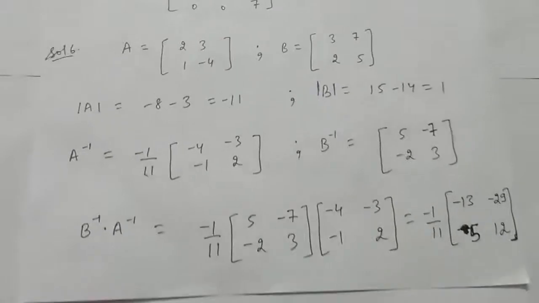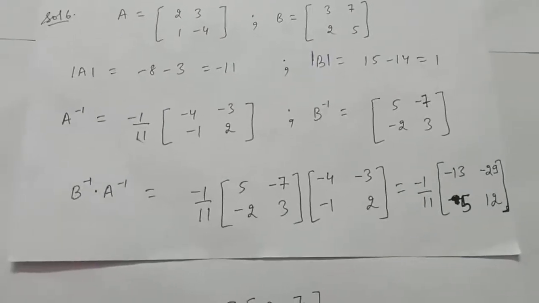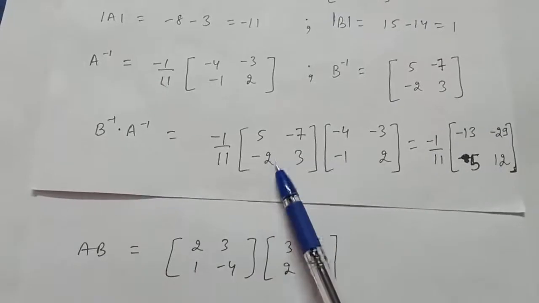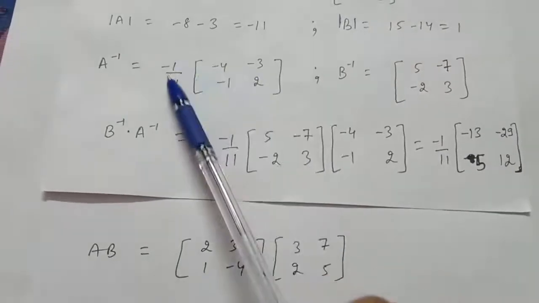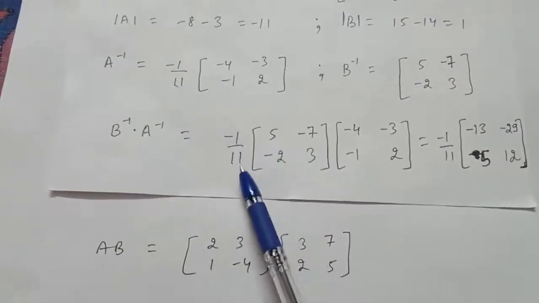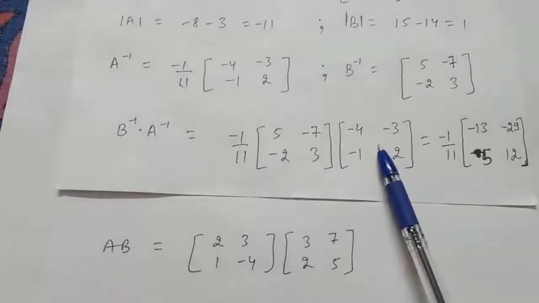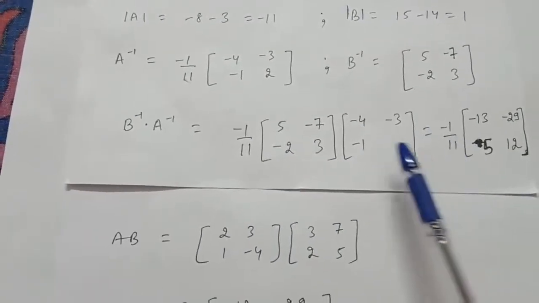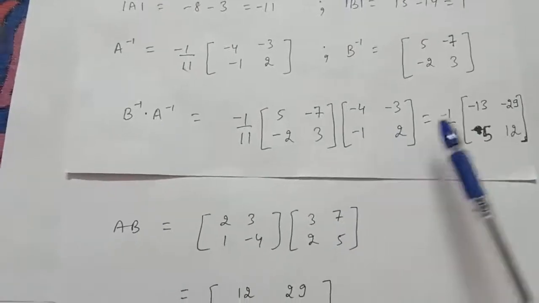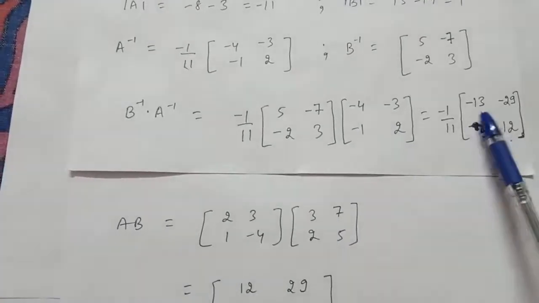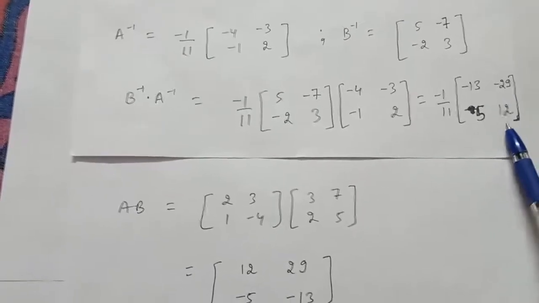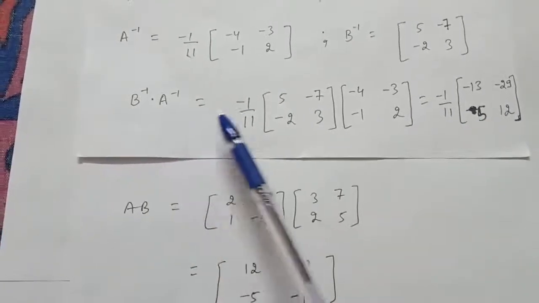Now find out the product of B inverse into A inverse. So the product is: B inverse is this matrix, A inverse is this complete matrix, minus 1 by 11 writing here, into this matrix. Now this is equal to minus 1 by 11. Multiply these two matrices to get this matrix, which is minus 13, minus 29, 5 and 12. Now this is B inverse into A inverse.